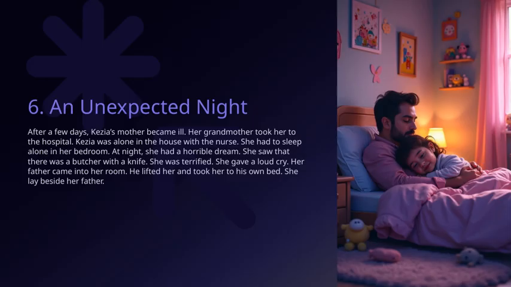During this period, Kezia was left alone in the house with the nurse, which was a new and sometimes frightening experience for her. She had to sleep alone in her bedroom, and that night, she had a very frightening dream. In her dream, she saw a butcher with a knife, and it was a terrifying image that made her feel very scared. She cried out loudly in her sleep, and her father heard her. He came into her room quickly, lifted her up, and took her to his own bed.